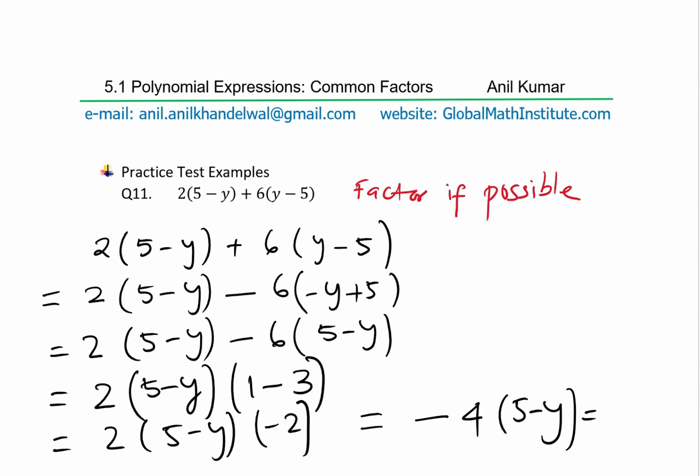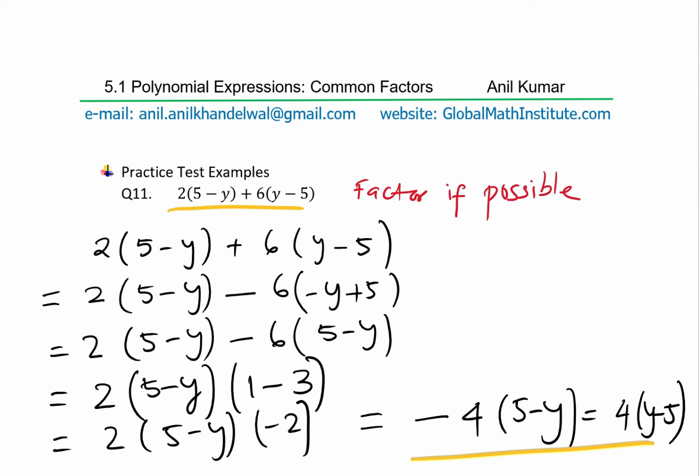Some of you could also write the answer as plus 4 times (y minus 5). Either way, both will be the correct solution. Does that make sense to you, right? So that is how you could factor. Now there could be an alternate approach, and that is you could expand, further simplify, and then get the result. But this is probably the best way of factoring.